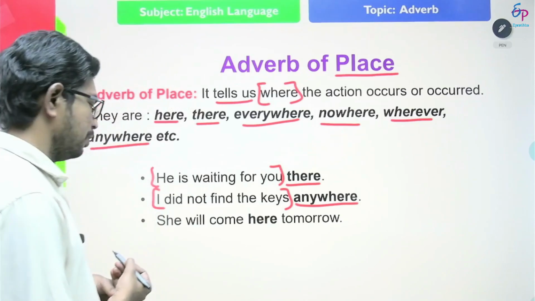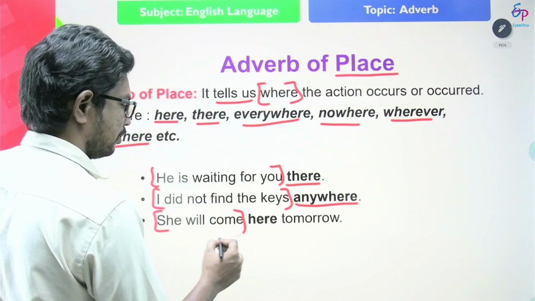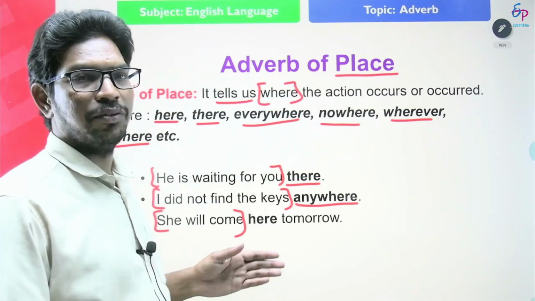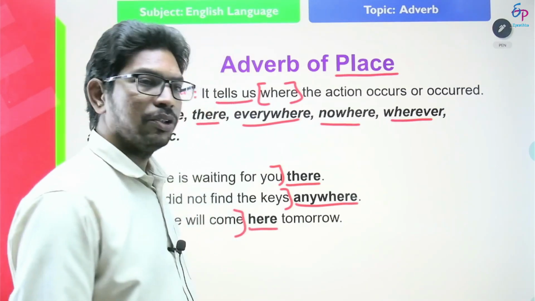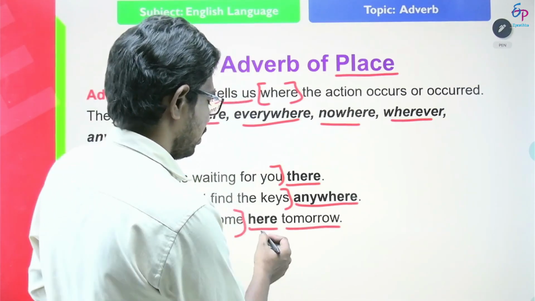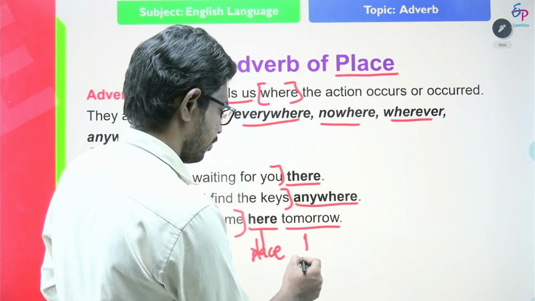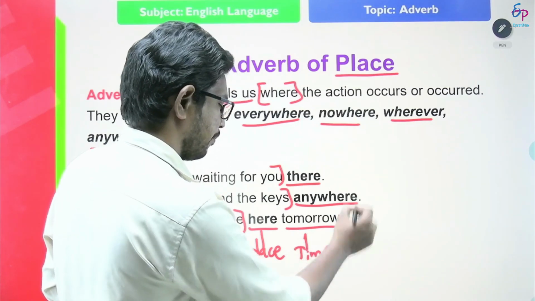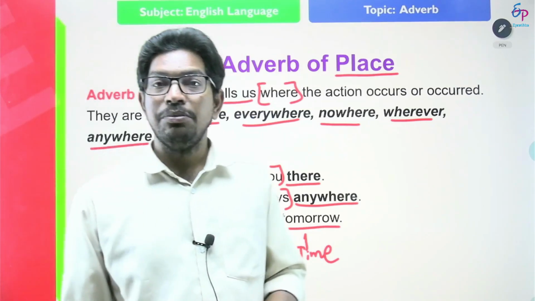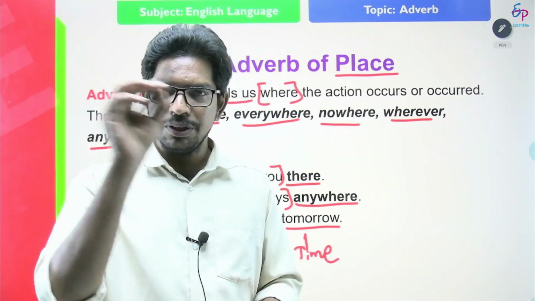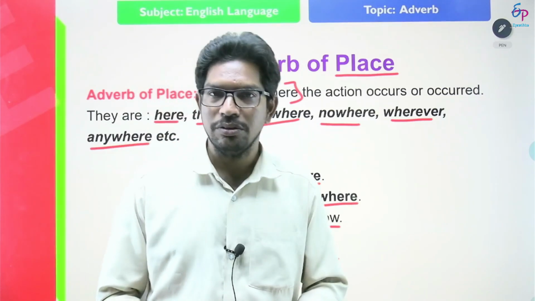Look at another example. She will come here tomorrow. She will come. General statement. The action will happen. So where will it happen? It happens here. So tomorrow is the time, adverb of time, and here is adverb of place. These two are adverbs only. Now, I will wait at the bus stop. Here, at the bus stop is an adverb phrase. It is indicating the place of the action.